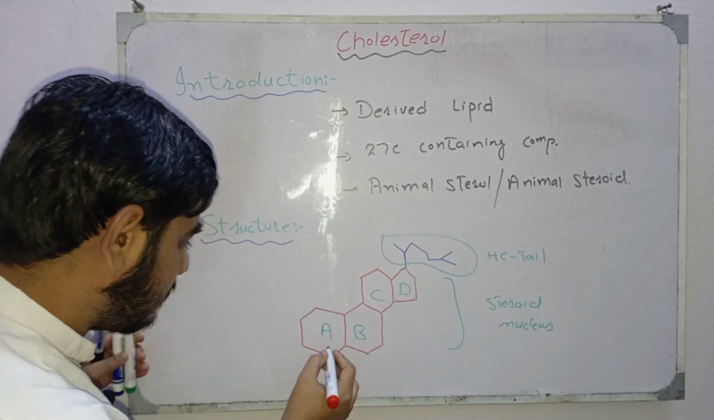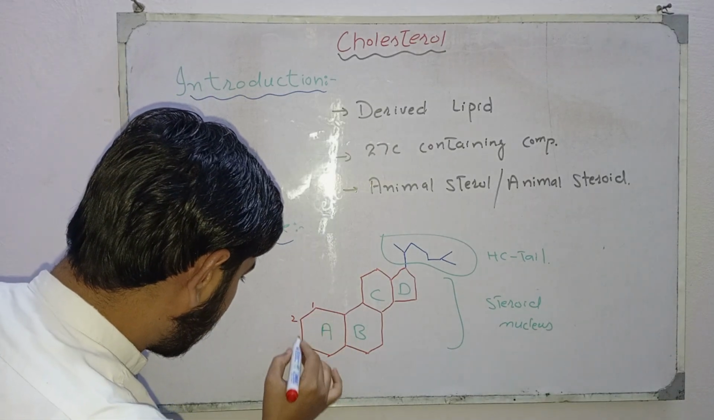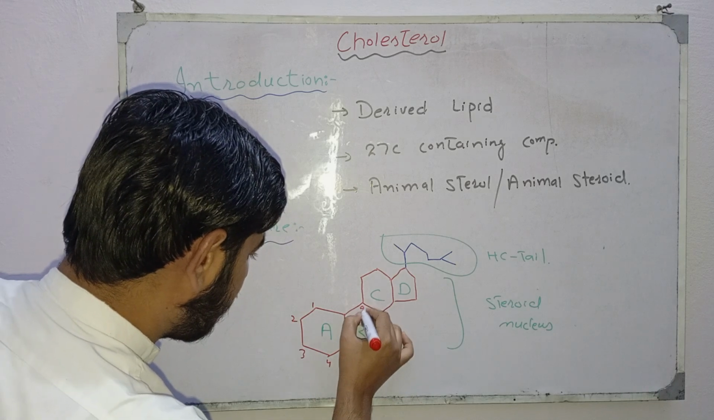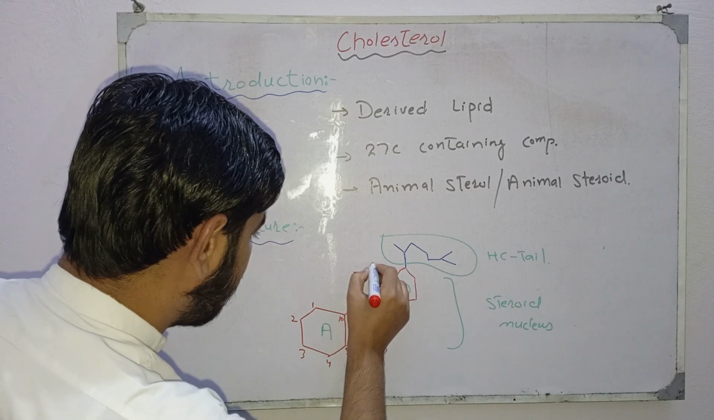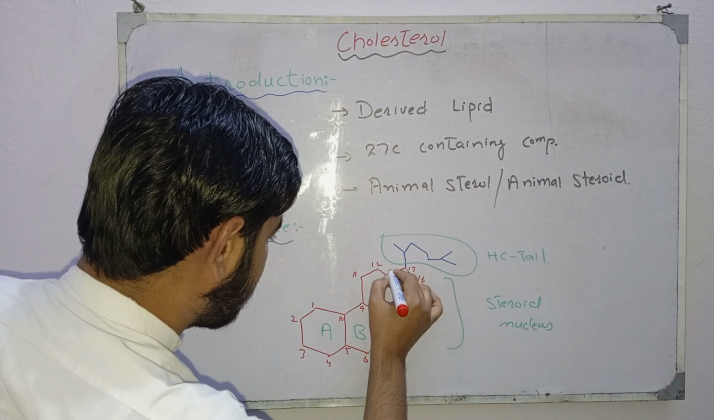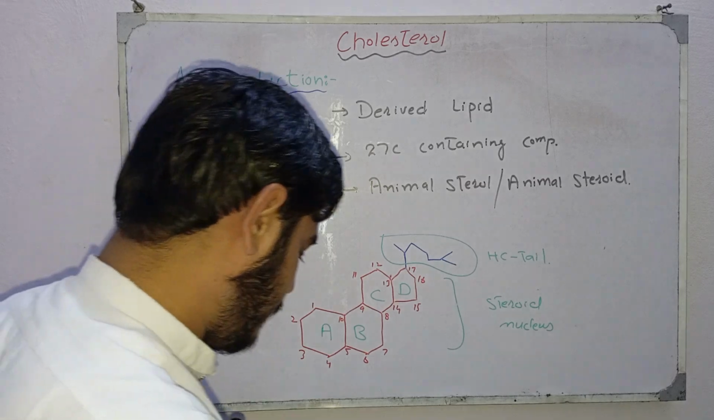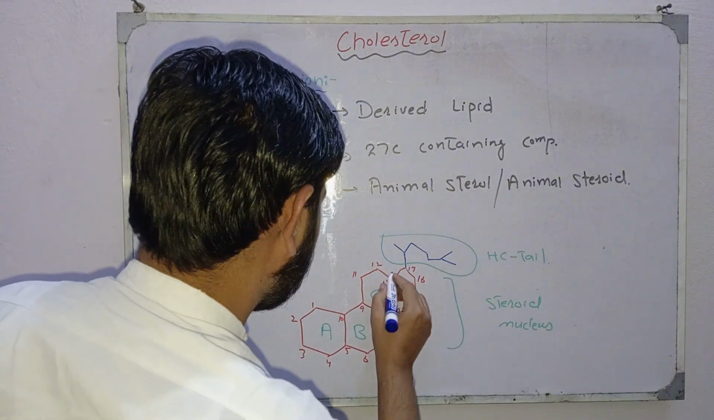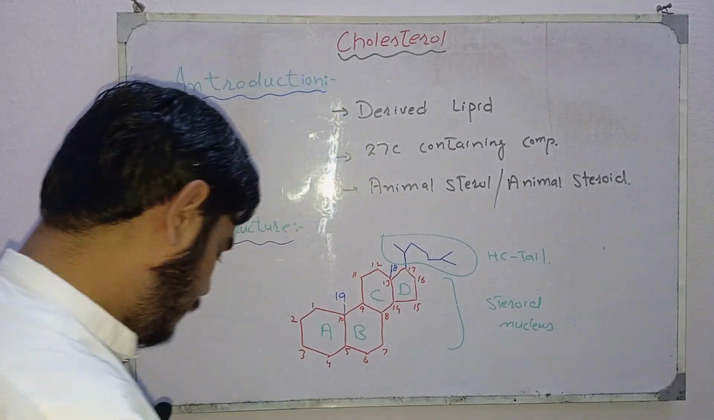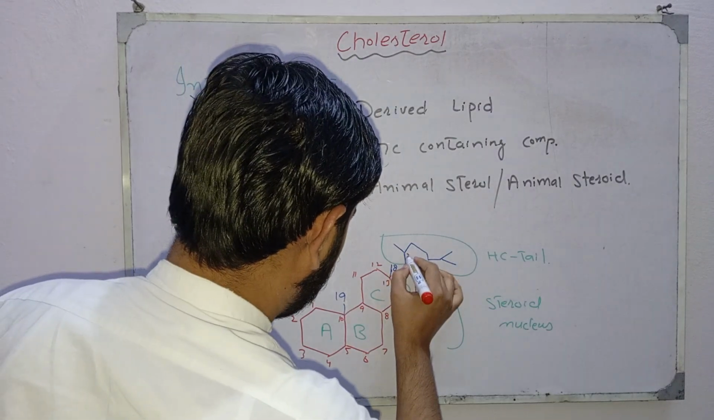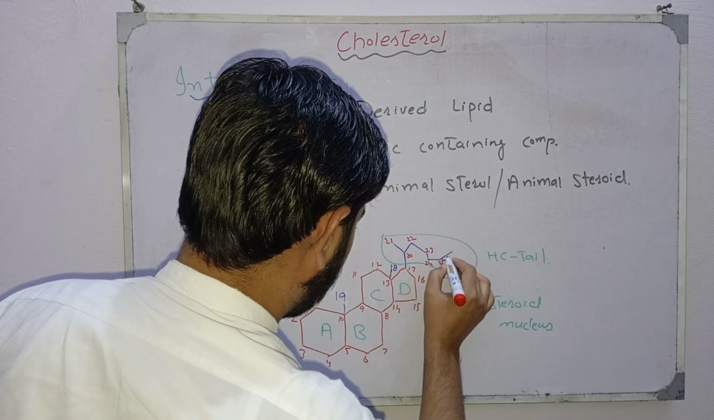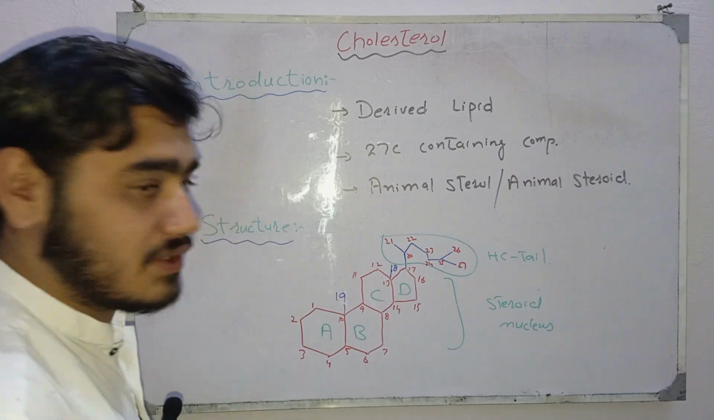Now let's give the numbering. First carbon, second, third, fourth, fifth, 6, 7, 8, 9, 10, 11, 12, 13, 14, 15, 16, 17, here 18, 19, 20, 21, 22, 23, 24, 25, 26 and 27 carbon.